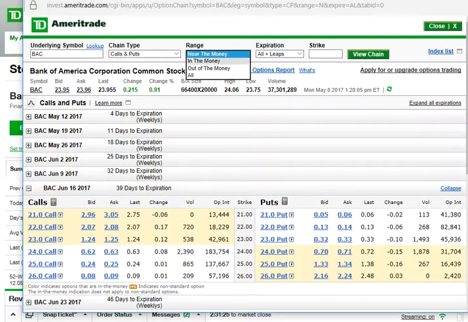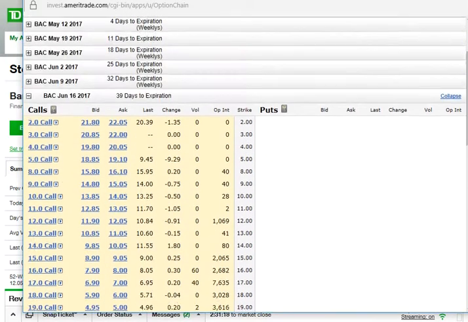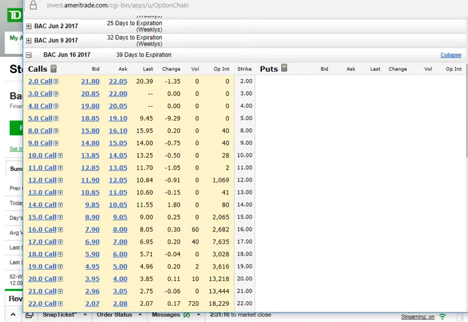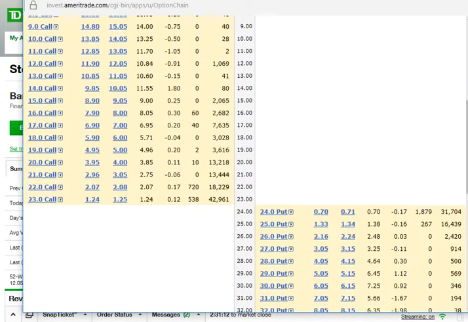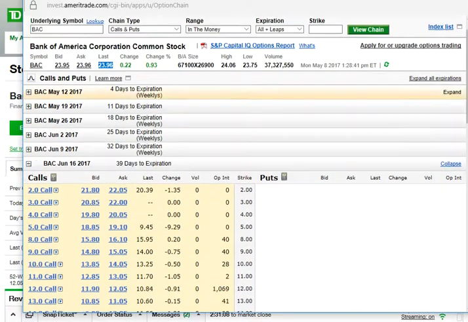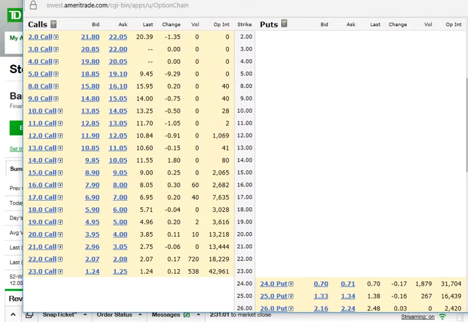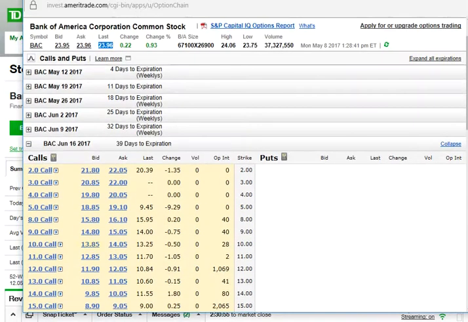And if you want to just list the in the money options, then you click in the money, and then you click view the chain, and then it only pulls up the in the monies. And you'll notice that the shade is all colored. There's no white shade. Because Bank of America is at $23.96, it's not showing any stock options that are $24, $25 or higher. It's only showing in the monies, and in the case of call options, in the money call options are lower than the price of the stock.